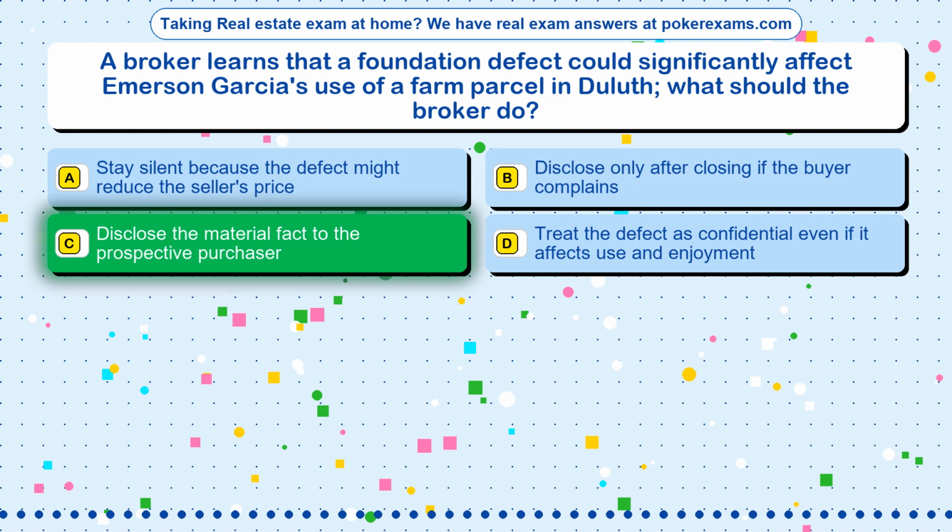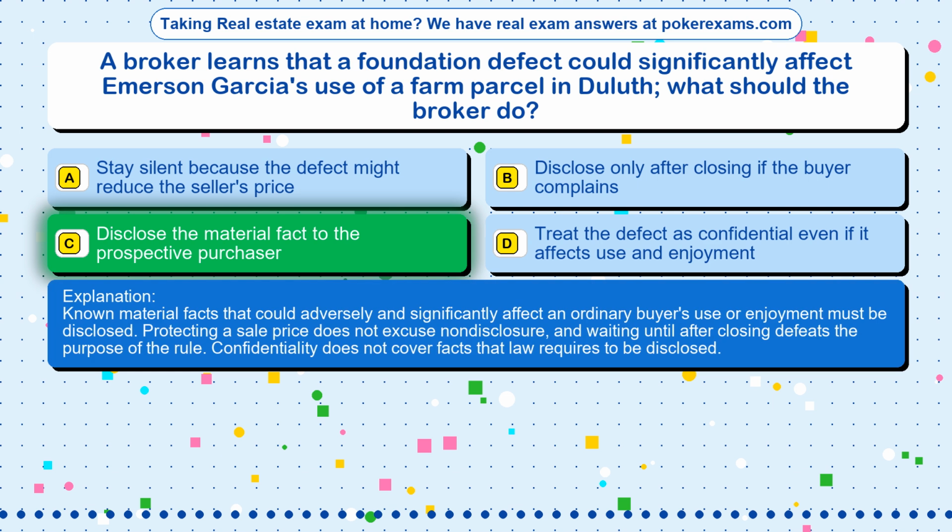The correct answer is option C. Disclose the material fact to the prospective purchaser. Known material facts that could adversely and significantly affect an ordinary buyer's use or enjoyment must be disclosed. Protecting a sale price does not excuse non-disclosure, and waiting until after closing defeats the purpose of the rule. Confidentiality does not cover facts that law requires to be disclosed.